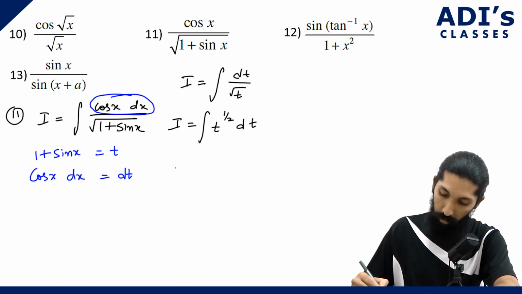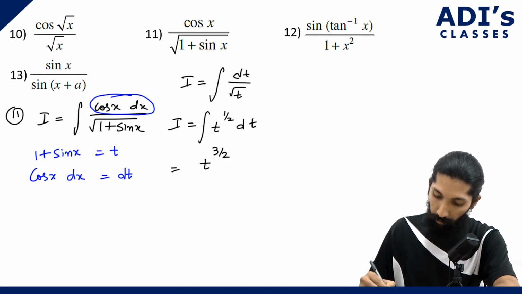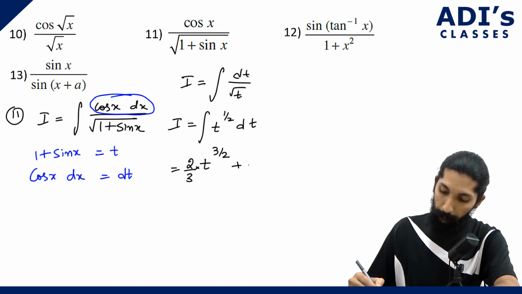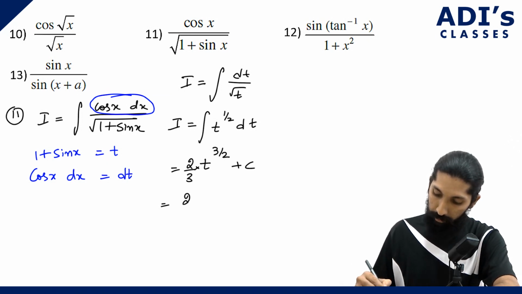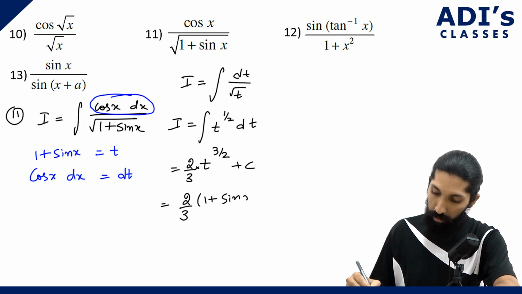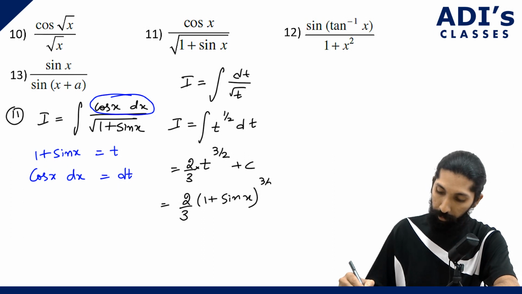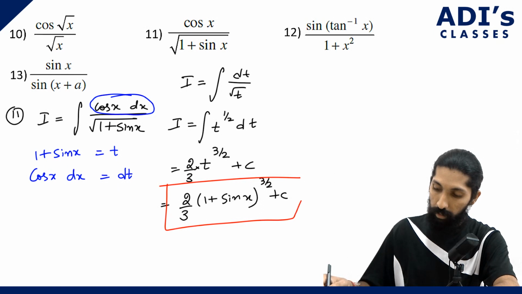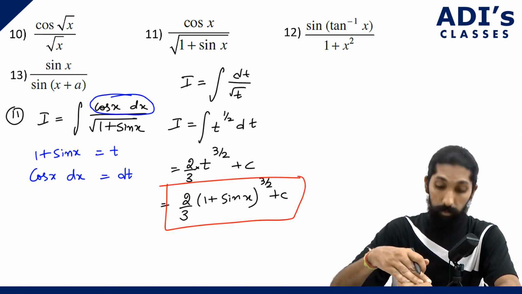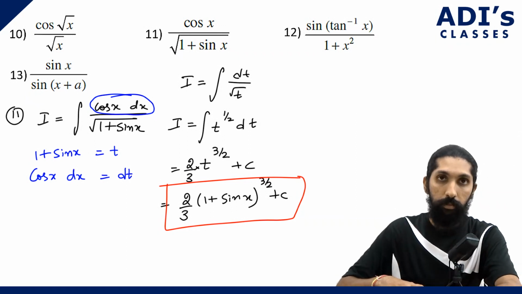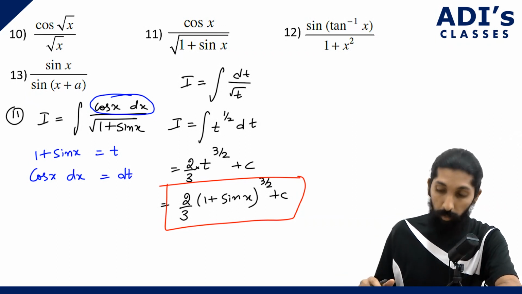So you will get t to the power of 3 by 2 divided by 3 by 2, which becomes 2 by 3, plus c. So 2 by 3 into (1 plus sin x) to the power of 3 by 2 plus c. This is going to be the answer. So this is the answer for the 11th one. Very simple, very, very easy. Let's do the 12th one now. The 12th one is also very easy.